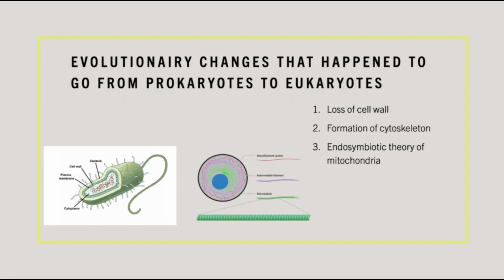Okay, so the endosymbiotic theory of mitochondria is basically what I just explained now, and that is important to the change of going from prokaryotes to eukaryotes. Now, the function of mitochondria, obviously, you all know, which is that mitochondria basically gives us our ATP, right?